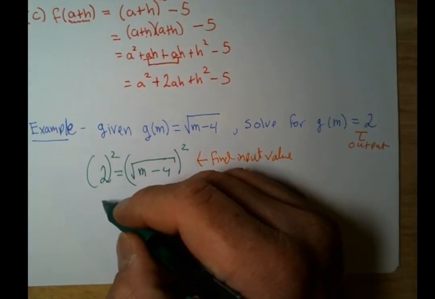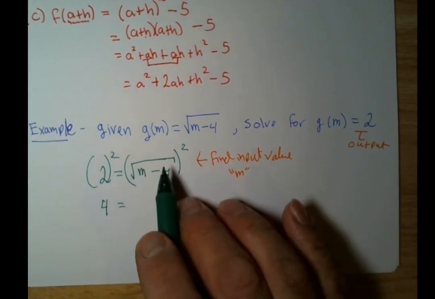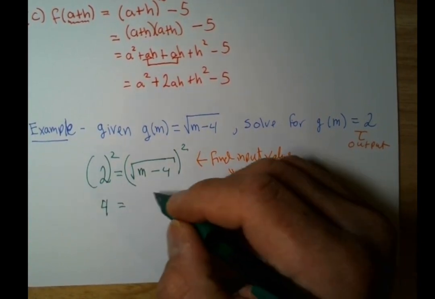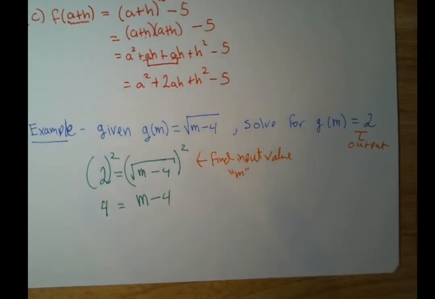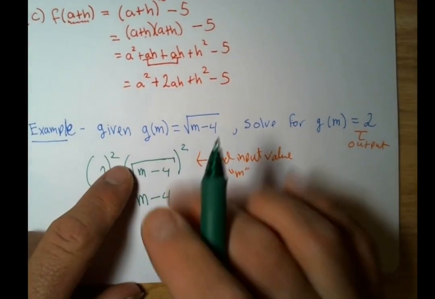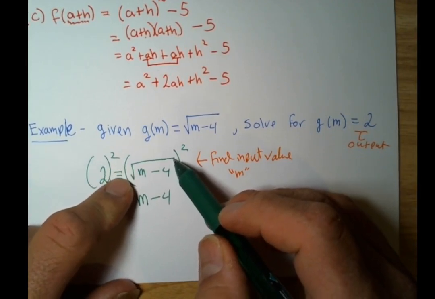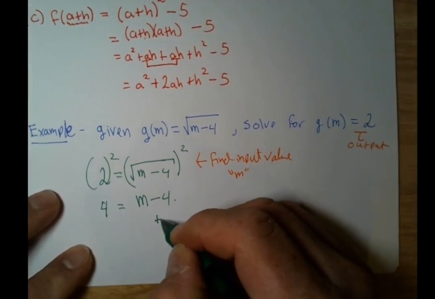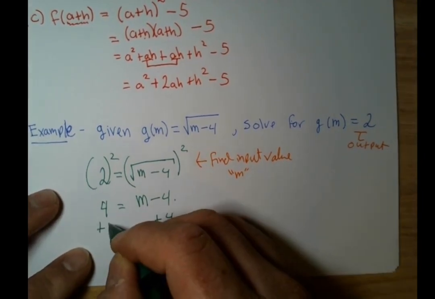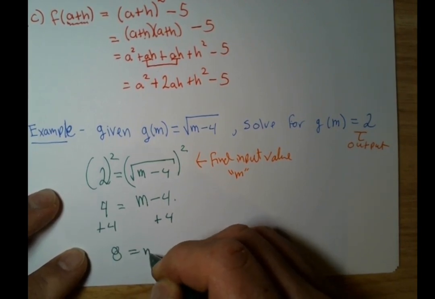So on the left here we will have 4. And on the right, the square counteracts the square root, and we're simply left with m minus 4. Now I've worked my way outside of that outer shell you can think of with the square root, and we're left with m minus 4. From here, we just add 4 to both sides, and we get 8 is equal to m.